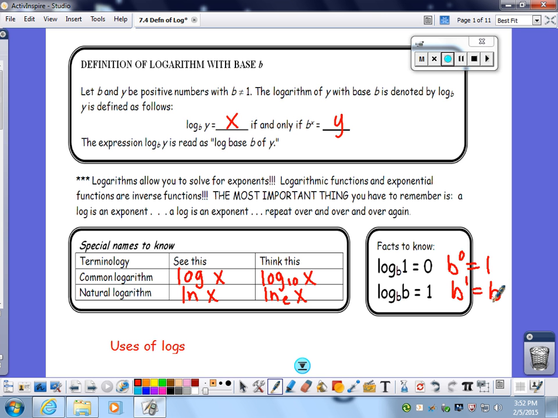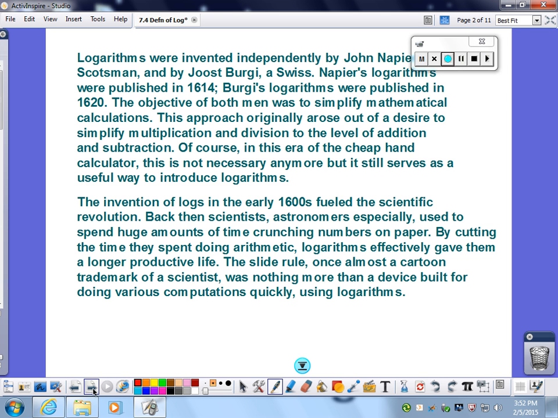All right, so let's just practice. What we're going to do first, here's a little history of logs. You can pause the video and read it. Basically, logs were designed or invented so that you'd have a way of solving these equations that we're going to be seeing. Like I said, pause the video and you can read it. I'm not going to read it to you.